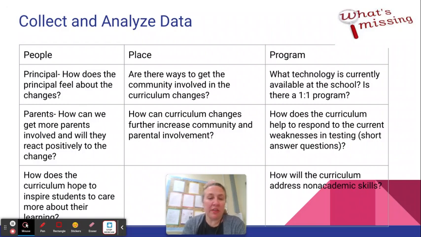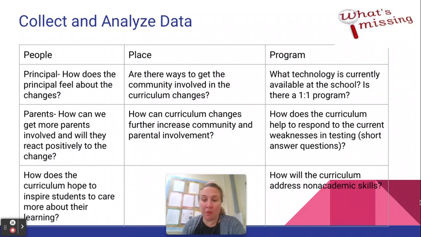How does the curriculum hope to inspire students to care more about their learning? One of the big problems that we have is these students are skipping questions. They don't really care if they get the zero. They're getting below average test scores. So how can we ensure that the students care more about those grades?